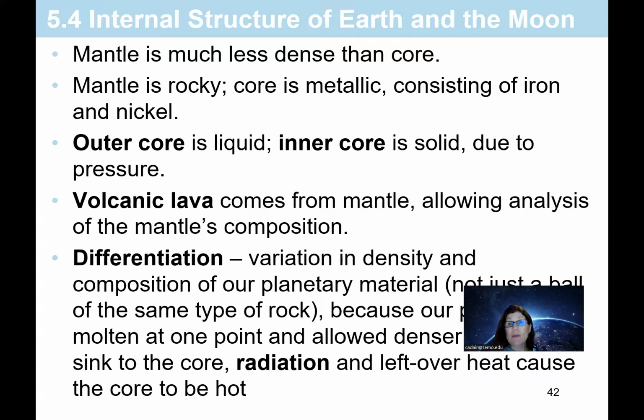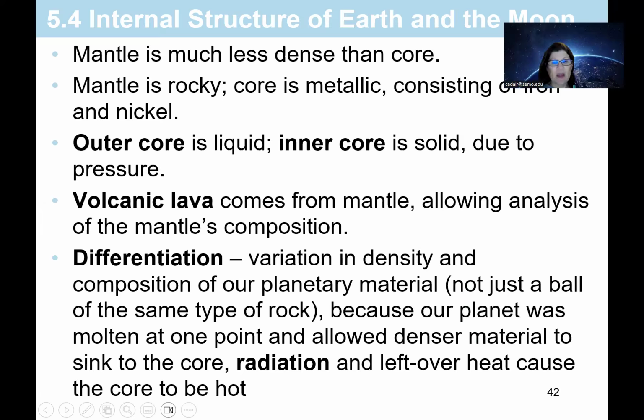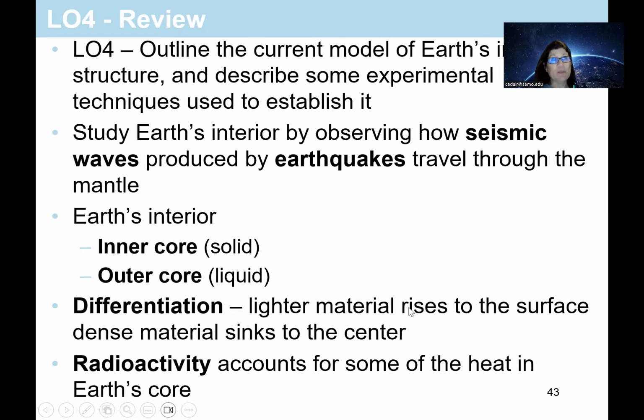Volcanic lava comes from the mantle, which allows us to analyze the composition of the mantle. Differentiation, we talk about that a couple of times, just means differences. So it's the variation in density and composition of our planetary material. Our planet is differentiated, not just a ball of the same type of rock. This is because our planet was molten at one time, allowing the denser material to sink to the core. Radiation and leftover heat have allowed the core to remain hot, which also allows us to maintain our magnetic field, which protects us from the sun. All right, I think that's it for that one.